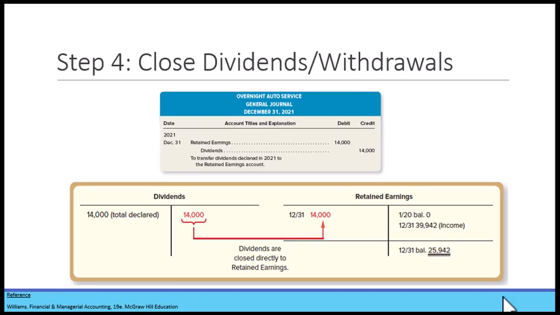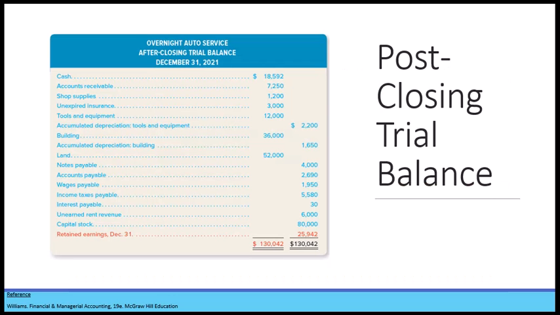Okay, so this is it. This is the four-step process. We closed revenue to the income summary. We closed expenses to the income summary. We closed the income summary to retained earnings, and then we closed dividends to retained earnings. When we do that, we have zeroed out all of the temporary accounts.